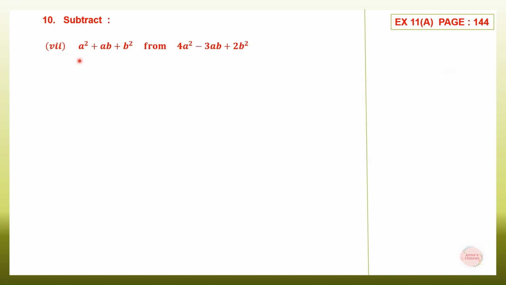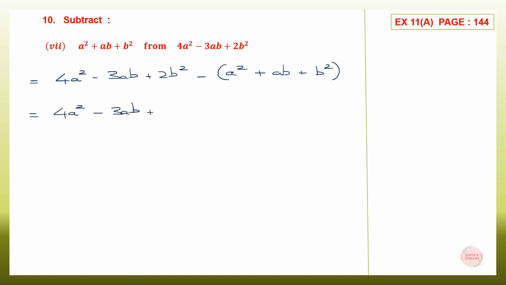Question 7. Subtract this polynomial from this. So let's write this first. So that will be 4a square minus 3ab plus 2b square. Minus, let's write the other one inside, a square plus ab plus b square. Now let's remove the bracket. So this is 4a square minus 3ab plus 2b square. We have a minus before the bracket, so change all the signs inside. Minus a square, minus ab, minus b square. Now the like terms.